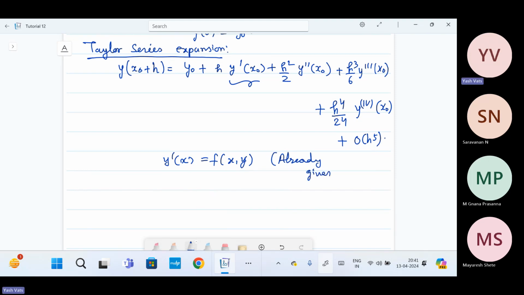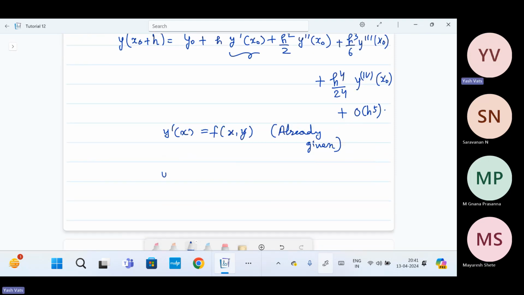We need to find y double prime of x. So how do you find y double prime of x? Anyone? We need to stop till here. We need 4 derivatives of y. How do we? y prime x n plus 1 minus y prime x n divided by h. Is it like that? No. You know y prime x, right? You just need to differentiate this.